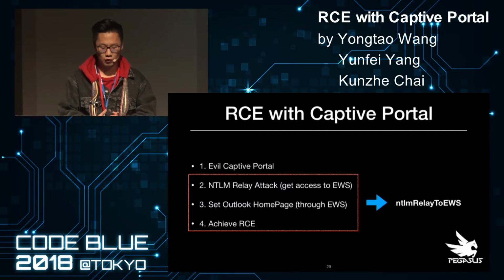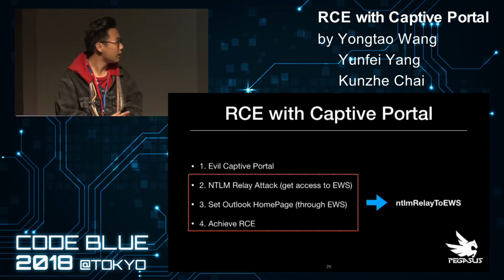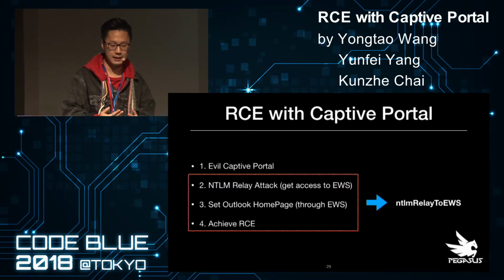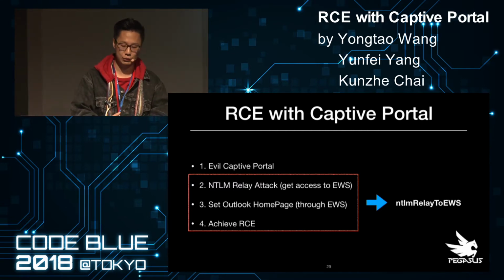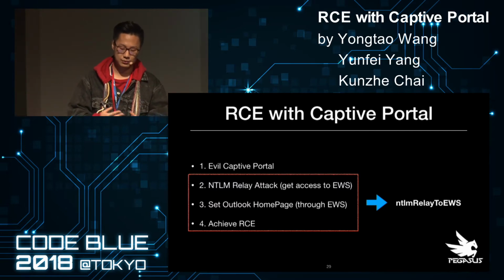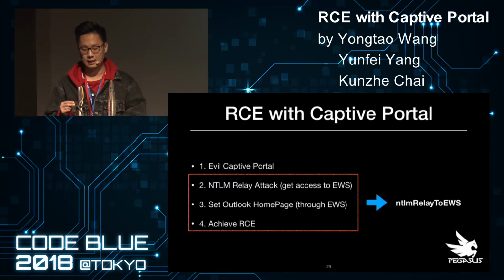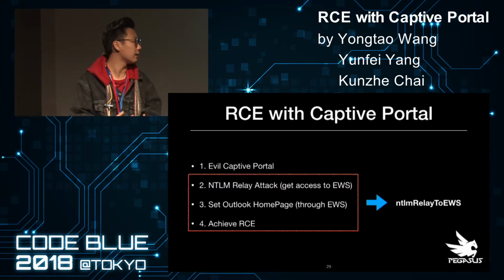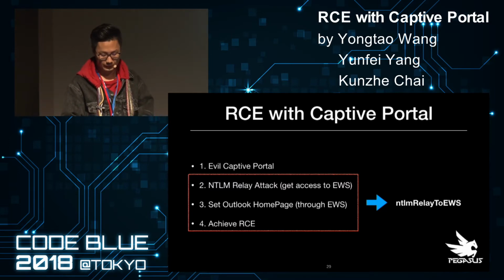The steps of the process are as follows. One, we must have a fake AP or another AP with a captive portal. Two, the NTLM relay attack. Three, setting the Outlook homepage through EWS, and four, achieve RCE. Before we planned to implement the code, we found there is an open source tool named NTLMRelayToEWS that can help us do the last three steps.